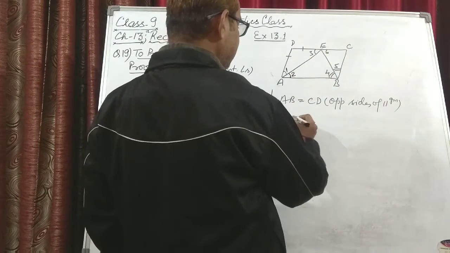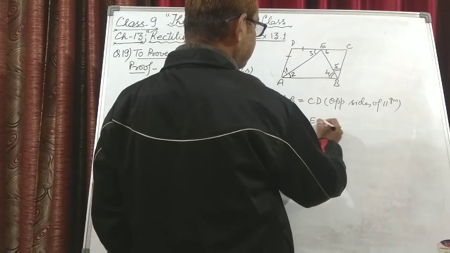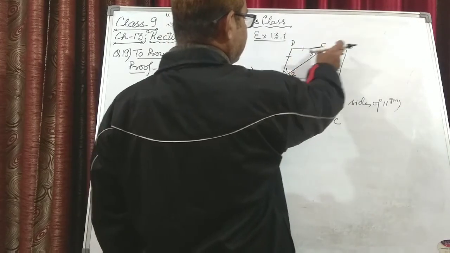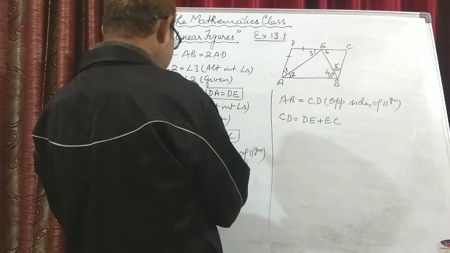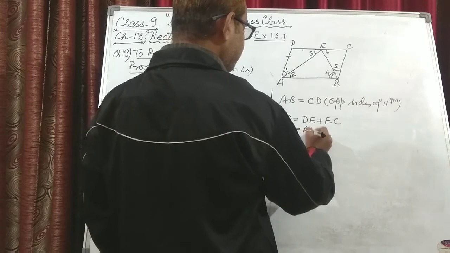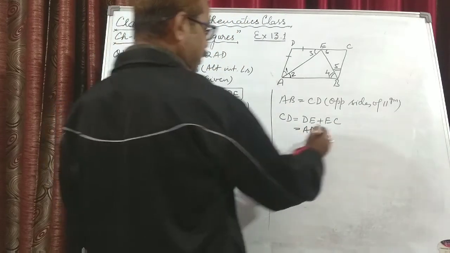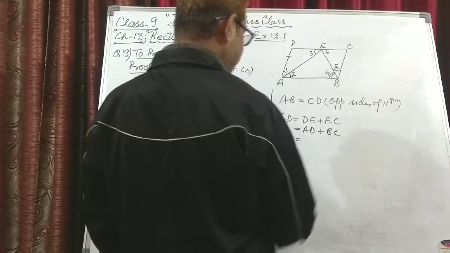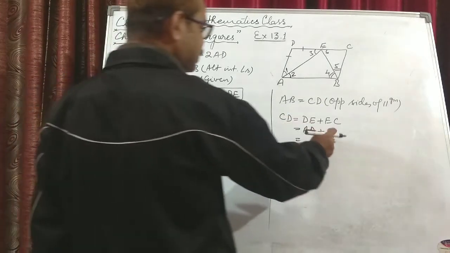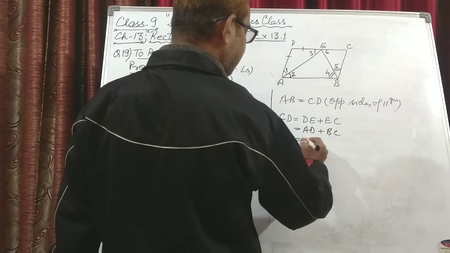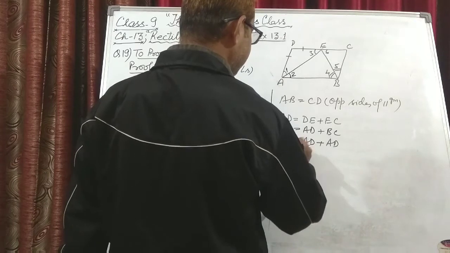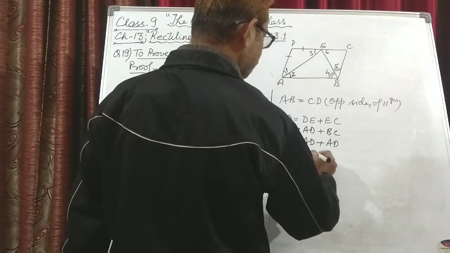But CD can be written as DE plus EC, this part DE plus this part EC. We have proved that DE is equal to AD, so in place of DE we can write AD. And in place of EC we can write BC. But we know that BC and AD are equal, so in place of BC we can again write AD. So AD plus AD, this was all CD. CD is equal to 2 times AD.